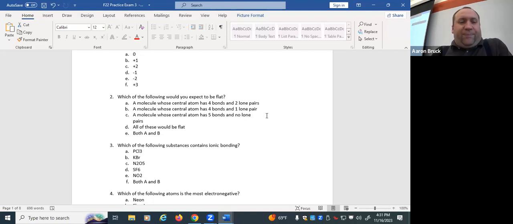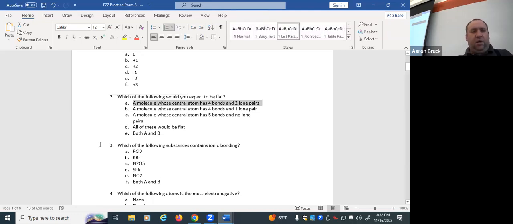What about C? Steric number is 5 again. So again, we're talking trigonal bipyramidal. Trigonal bipyramidal is not a two-dimensional shape. It's very much three-dimensional. It's got the two different planes, the axial and the equatorial. So the only one that is flat would be the first one, the one that's giving us a square planar.